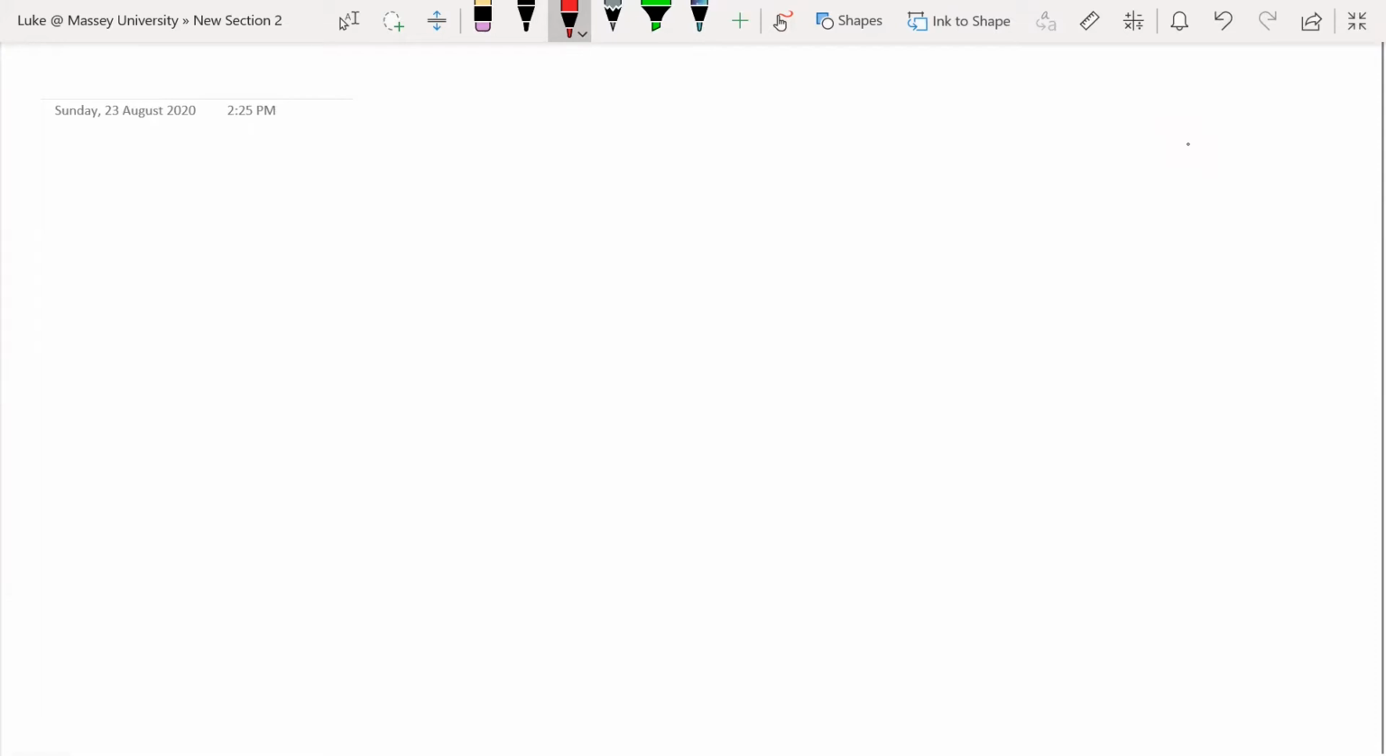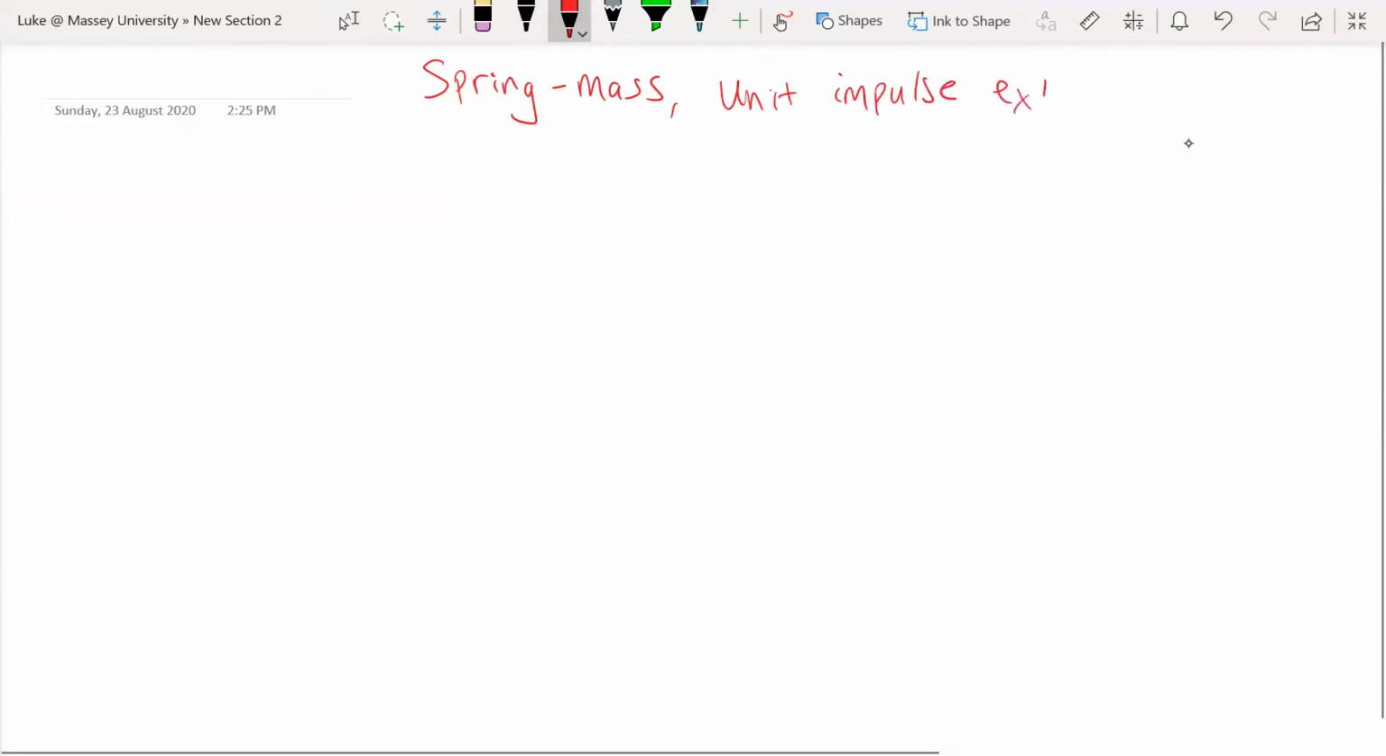So today I thought we'd solve a practical problem using the Laplace transform method. It's going to be a spring mass problem. We're going to look at a spring mass problem, but in this particular type of spring mass problem, we're going to have a unit impulse external force.